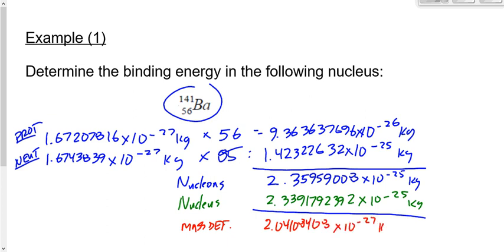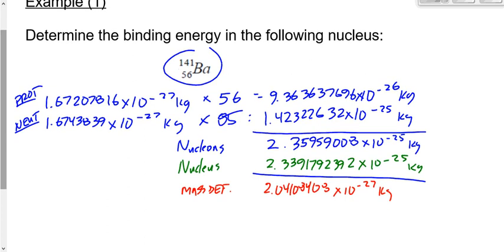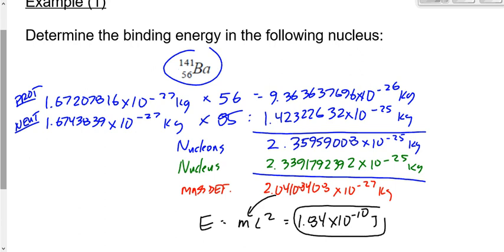What are we going to do with that? What are we going to do with the mass defect? Anyone? Now comes the easy part. We're going to find the binding energy. We're just going to say E is equal to mc squared. So there's your mass defect times the speed of light squared. We get a value of 1.84 times 10 to the negative 10. And the units for that would be joules.